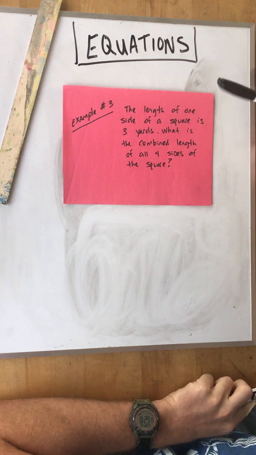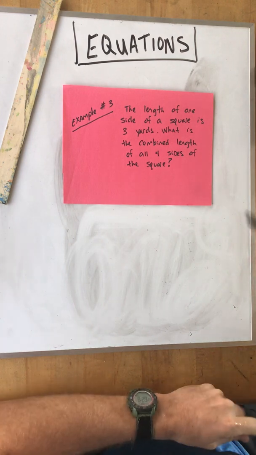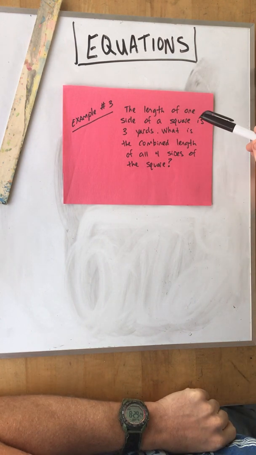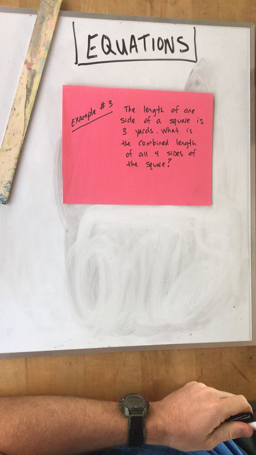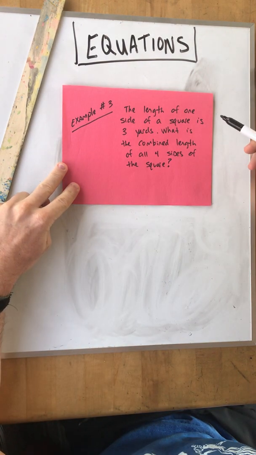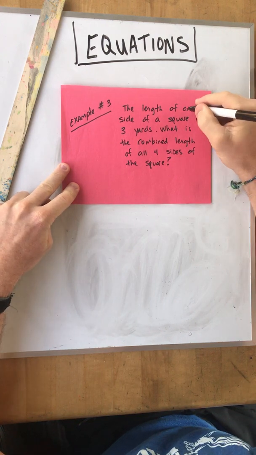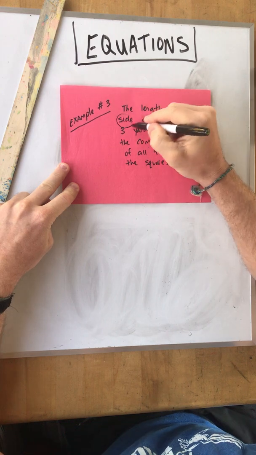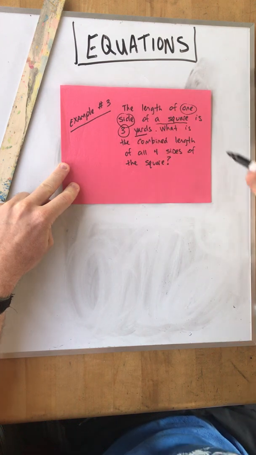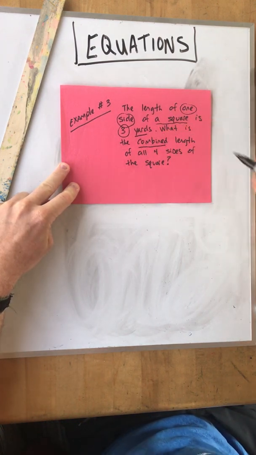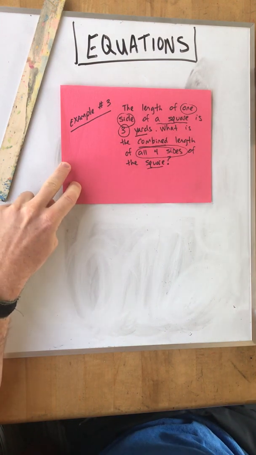We have to figure out what equation we can write to help solve the problem. The length of one side of a square is 3 yards. What is the combined length of all 4 sides of the square? Let's go back and circle or underline some key information. The length of one side of a square is 3 yards. What is the combined length of all 4 sides of the square?